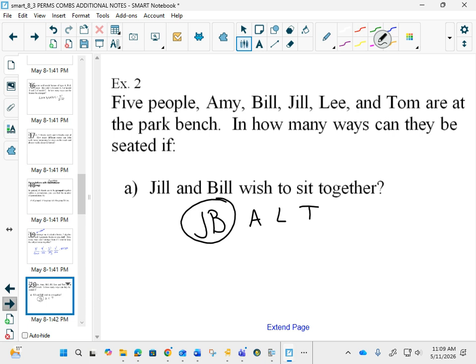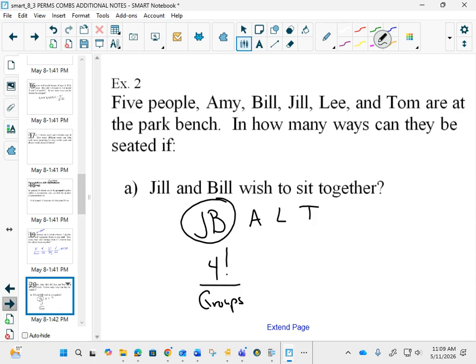And grouping questions, we always start off by arranging the groups. Now, this is sometimes tricky. How many groups are there? 4. Can you see yourself thinking 2? But do Amy, Lee, and Tom have to sit together, or could Jill and Bill be in between them? So there are actually 1, and then these are singles, but they're groups on their own, 4 groups.